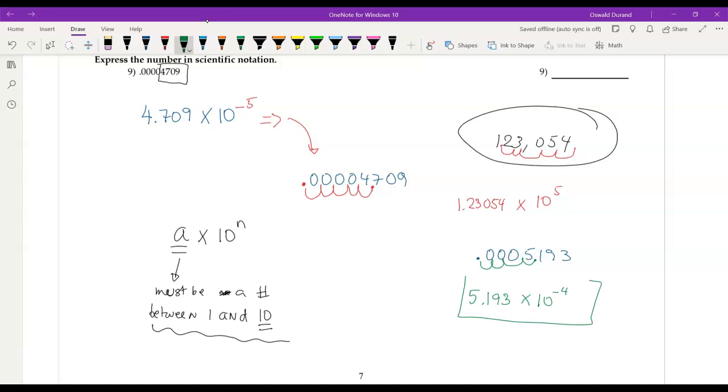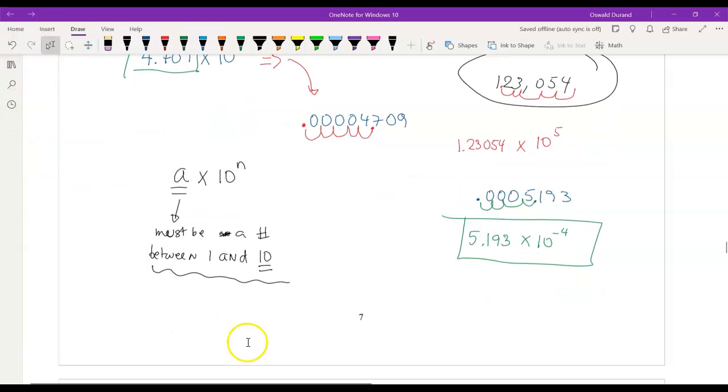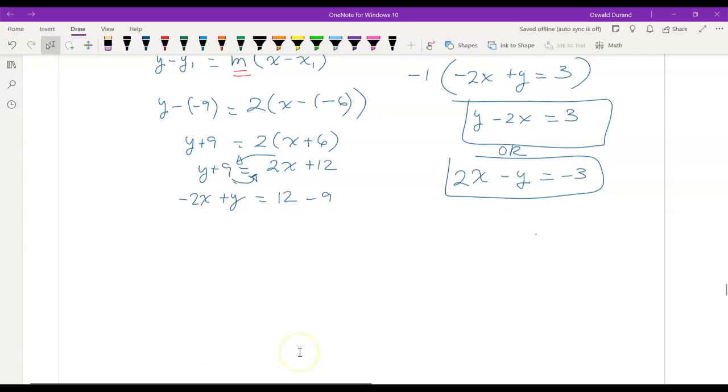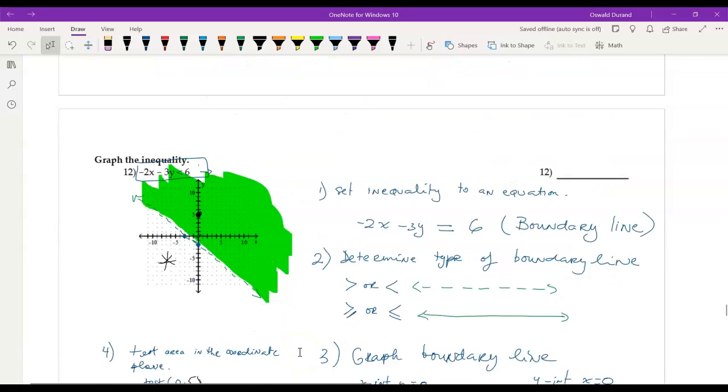Okay, so hopefully I clarified your confusion here, and so that's why that value should always be between 1 and 10. All right, so let's get to the other questions. You had a question on number 12, so let's go to number 12 there.